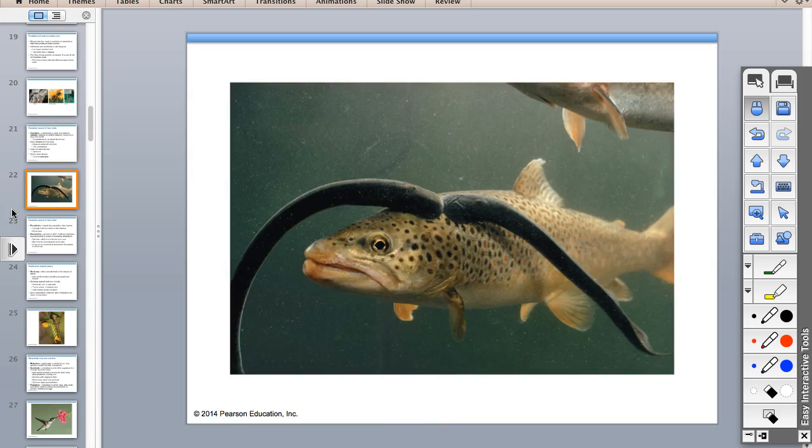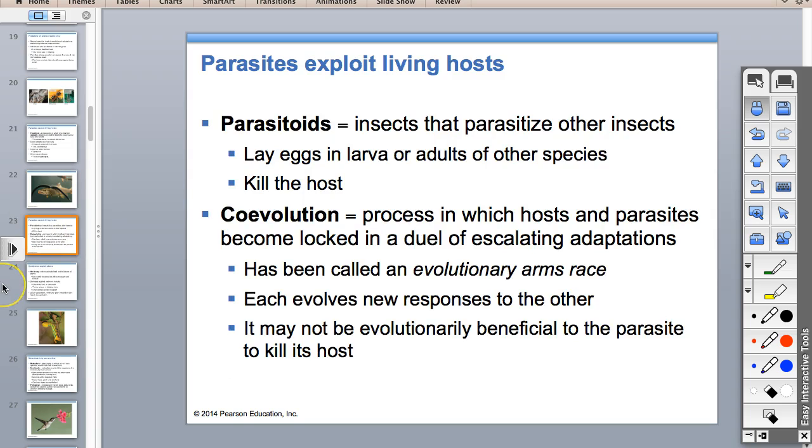That's an example of parasitism. Those are lampreys. They're sucking on that trout. Okay, moving on. Looks like he has hair. Ew. So parasitoids, that's just a fun fact for Jeopardy. You don't need to know about that.